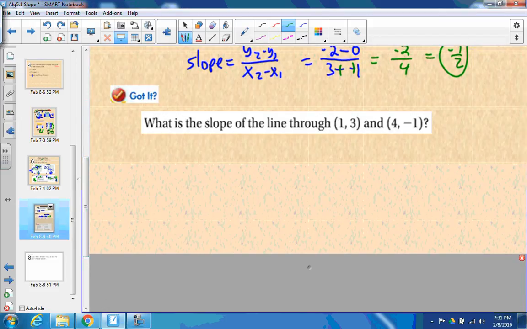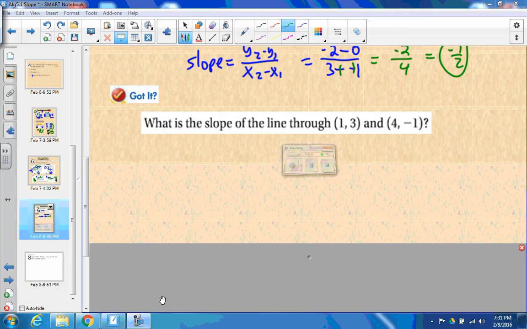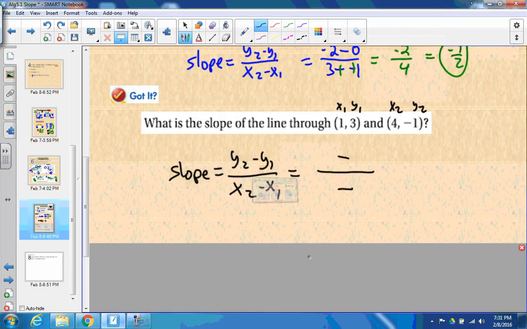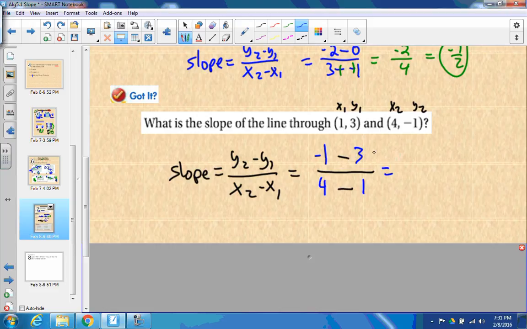All right, why don't you try this one on your own right here? All right, so I labeled the x1, y1, x2, y2. So I'm going to plug in for my formula here. Y2 minus y1, so that's negative 1 minus 3. And x2 minus x1 would be 4 minus 1. If I reduce that, I get negative 4 on top and positive 3 on the bottom, and that can't be reduced at all. So there we go. We have negative 4 thirds is our slope.